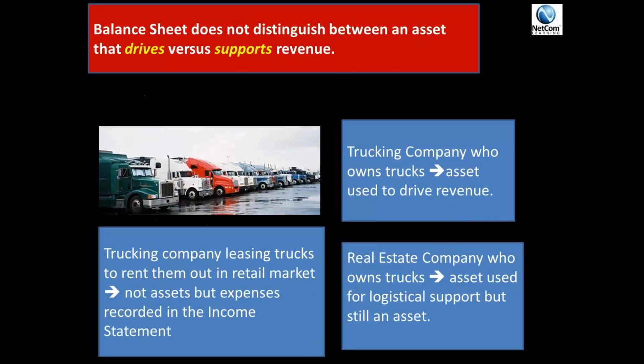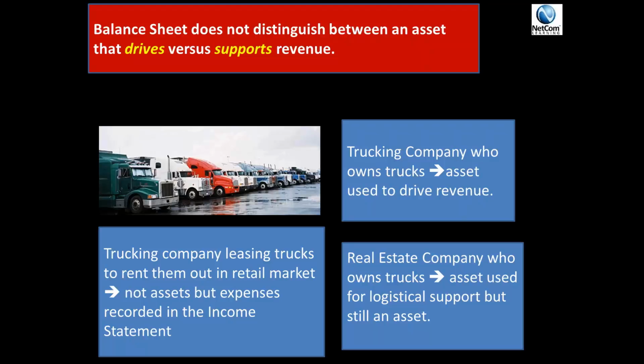Now, the balance sheet, again, does not distinguish between an asset that drives versus supporting revenue. So let's give another example. You're a trucking company who owns trucks. Now, that is an asset used to drive revenue. If that same trucking company is now leasing trucks to rent them out in the retail market, those trucks are not an asset, but expenses recorded on the income statement.